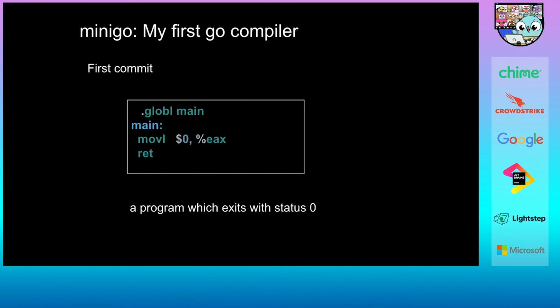This is the first commit. It's only 4 lines of assembly. It's just a program which exits with status 0. It's so simple. It's not a compiler yet. It's not even Go language. But this is the beginning of everything. And I love this code.